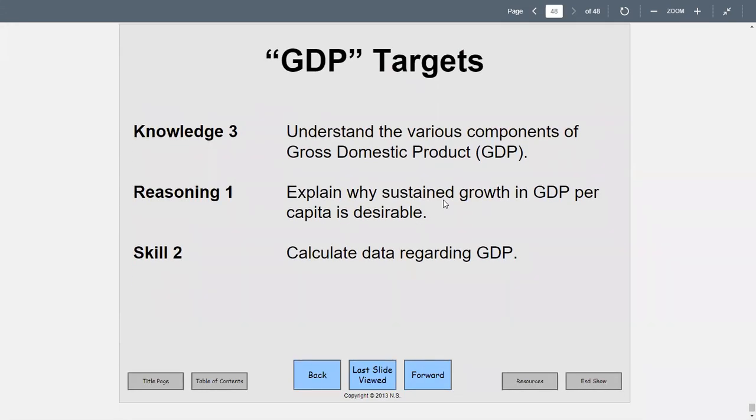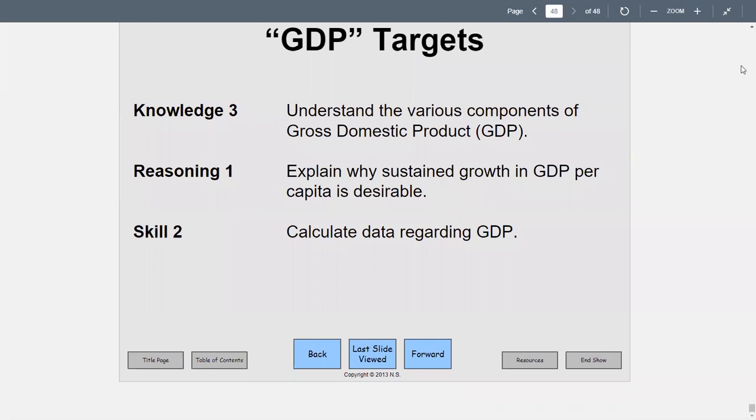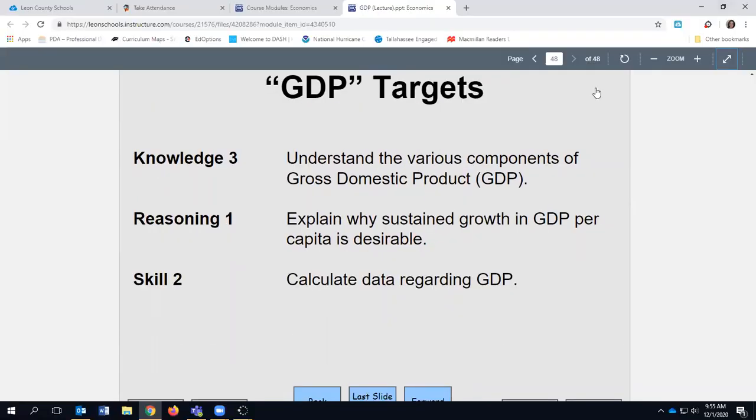So now you should be able to understand the various components of the gross domestic product, explain why sustained growth in GDP per capita is desirable, because we get more money in our pockets so we can buy more products, and calculate the data regarding the GDP. So now let's look at the homework.